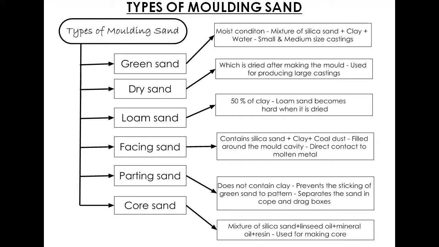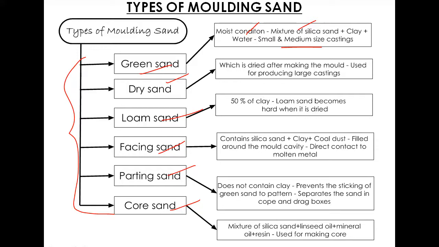Next we will discuss types of molding sand. The various types of molding sand are green sand, dry sand, loam sand, facing sand, parting sand and coarse sand. Depending on the application, you use these types of sand. Green sand is mostly preferred for medium and small size castings. It is in a moist condition, a mixture of silica sand, clay and water.